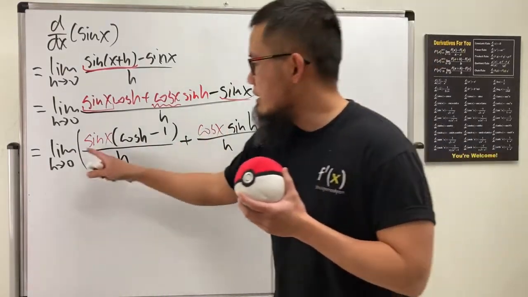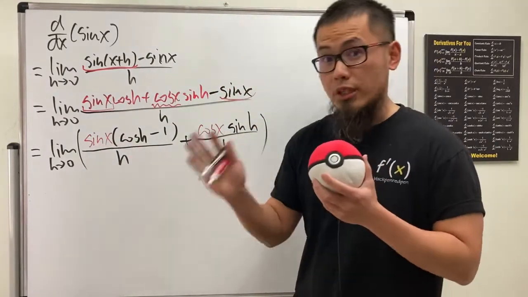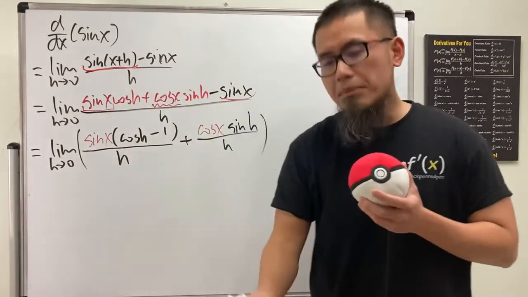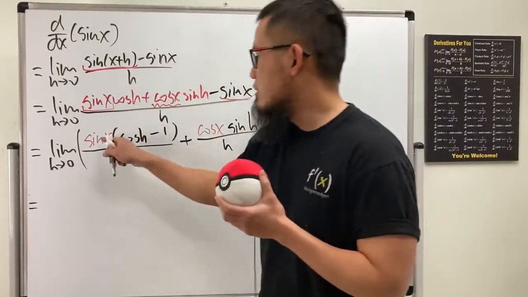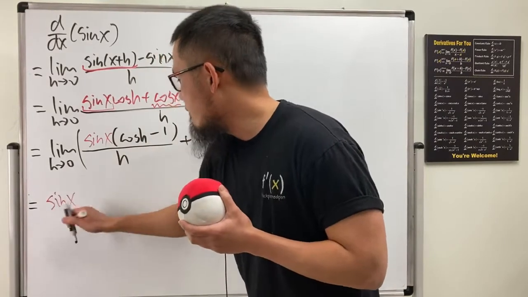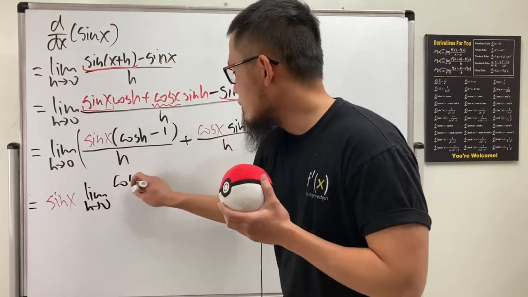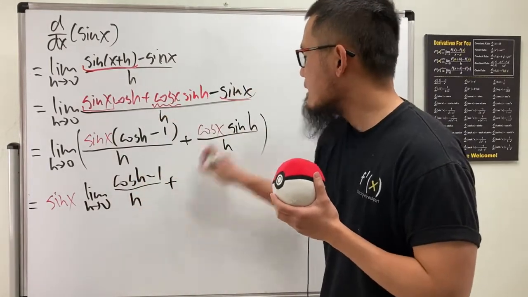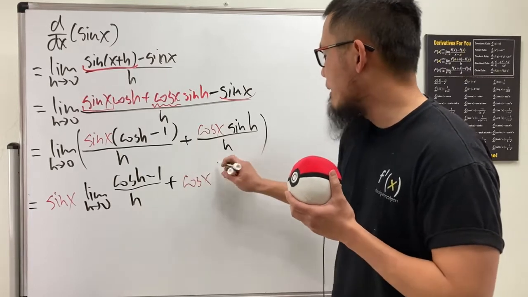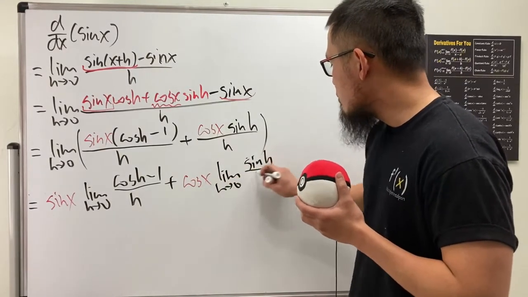Another thing is that, you see, h is approaching 0, so the sine x is just like a constant, so it doesn't matter. So you can put that in the front of the limit. So this right here becomes the following, and then we can just distribute the limit pretty much. So I'm going to write down sine of x first, and I'm going to write down limit as h approaching 0, and we have this, which is cosine of h minus 1 over h, and then distribute the limit. As I said, I'm going to add cosine of x, and then times the limit as h approaching 0, sine of h over h. So that's what we have.